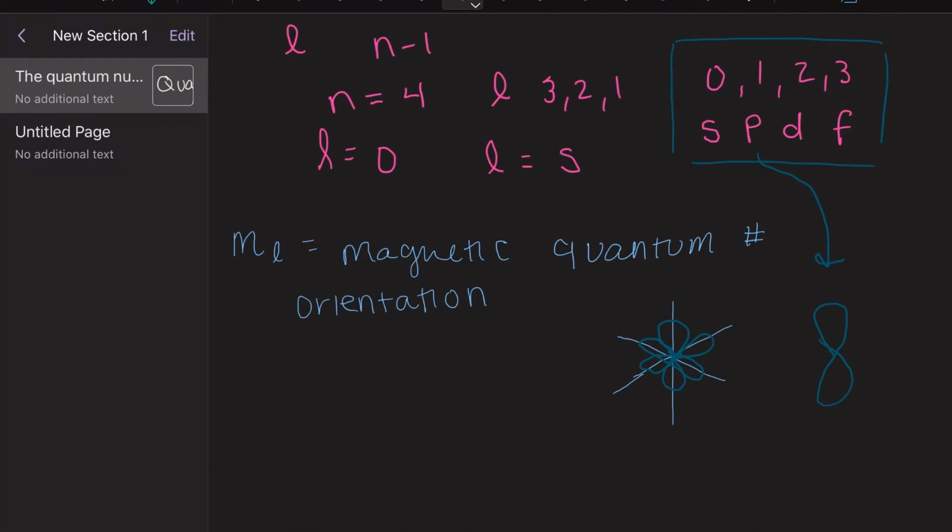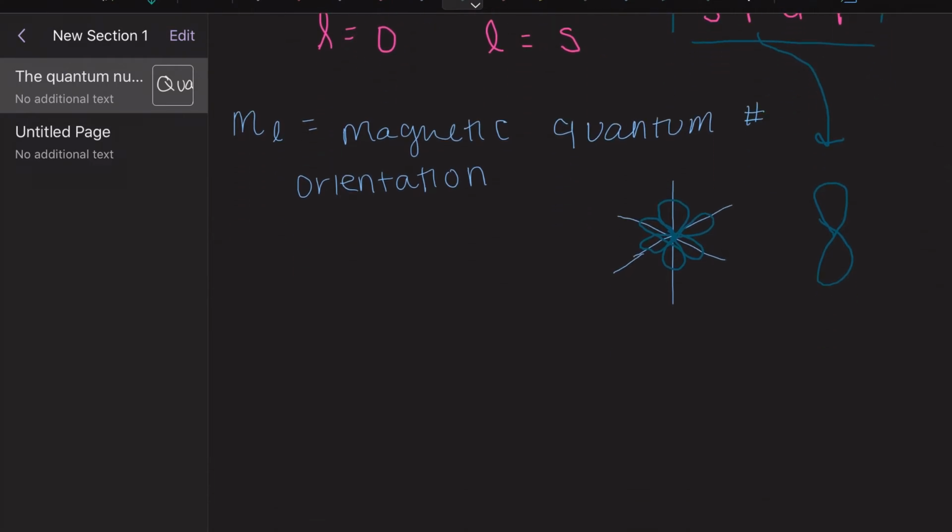And the values for this are anything from negative L to positive L. So an example of this would be if L is 2, or D, then we would have negative 2, negative 1, 0, 1, and 2 as our options for M sub L.